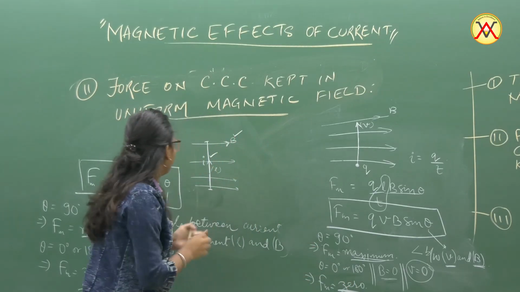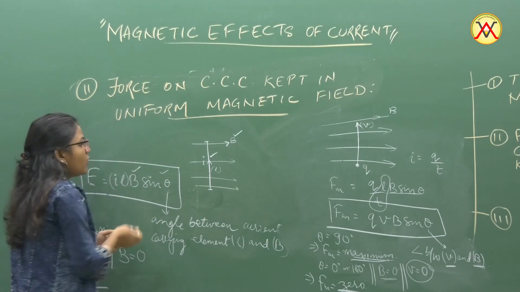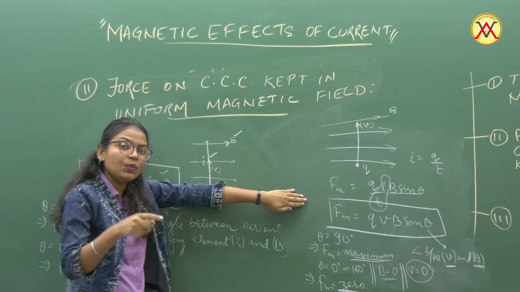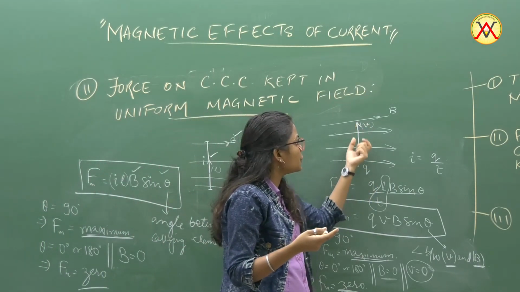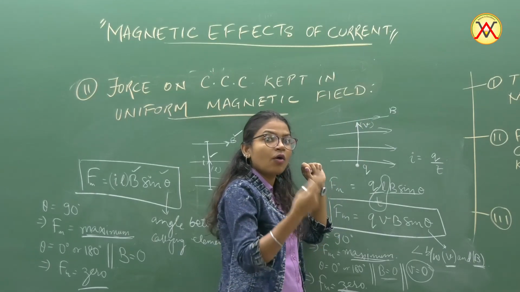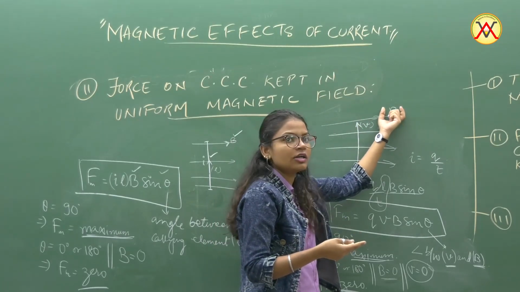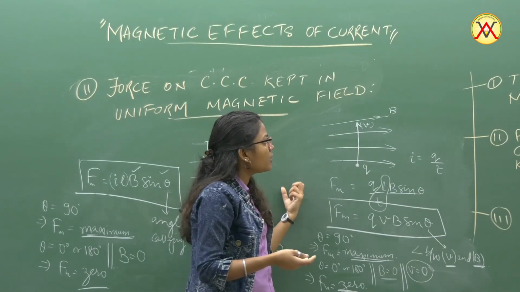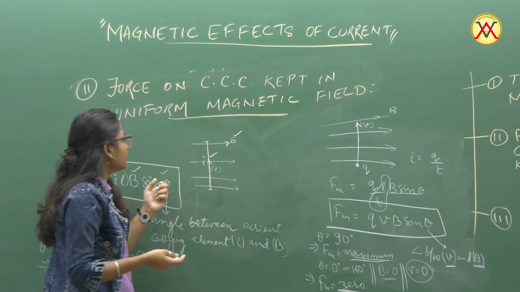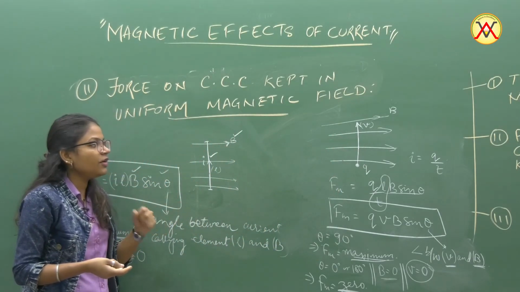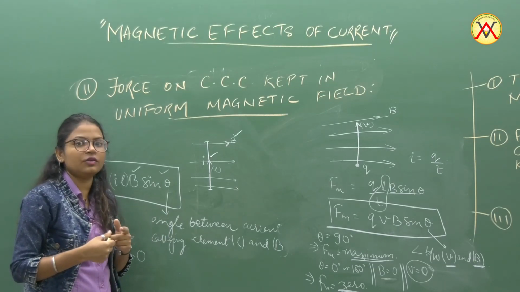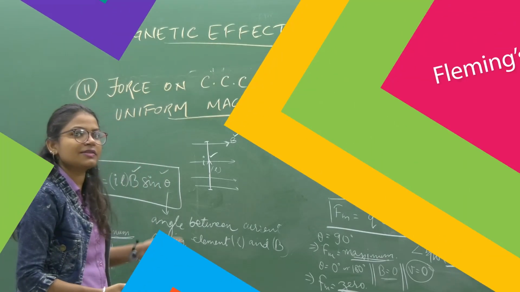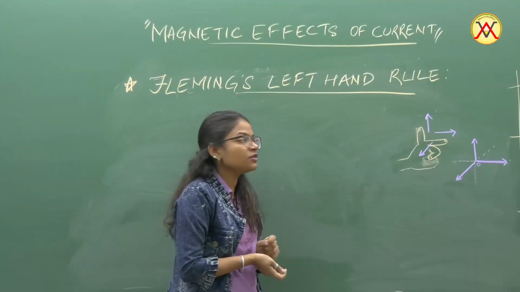Alright. Now, since we have already discussed that the direction of this magnetic force will be perpendicular to the direction of motion of the charge, and at the same time perpendicular to the direction of our magnetic field, in practice, how are we going to get the direction of this magnetic force? For that, we will be using Fleming's left hand rule. Let us discuss it a little bit, and then we'll be moving on to a few questions related to it. Fleming's left hand rule.